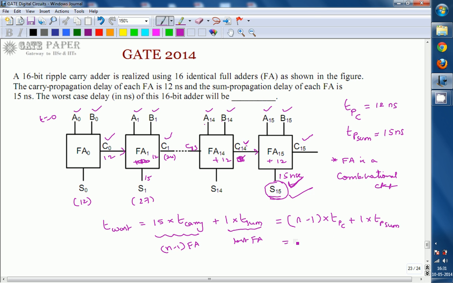Since n is 16 bit, 16 minus 1 is 15, so 15 into 12 plus 1 into 15. That implies 15 into 12 is 180, plus 15, that is 195 nanoseconds it requires. So the delay required to get the final output is 195 nanoseconds. That will be the worst case delay. Okay, actually this is the worst case delay. This is the right answer. Thank you.